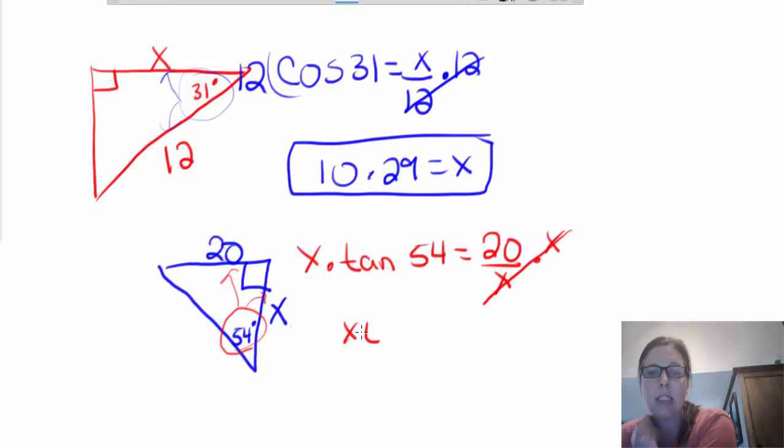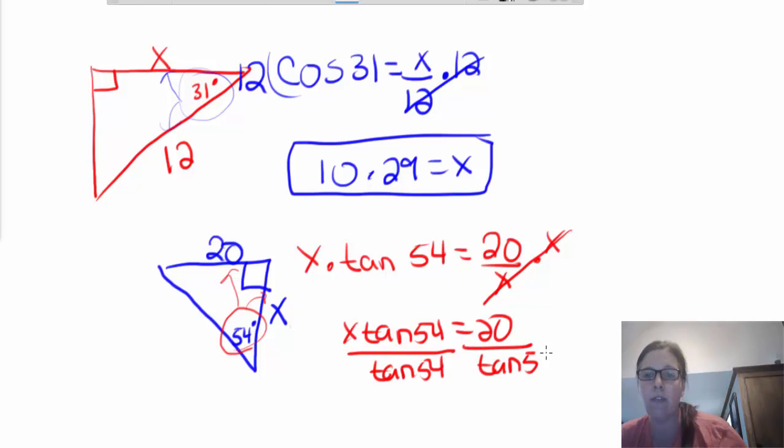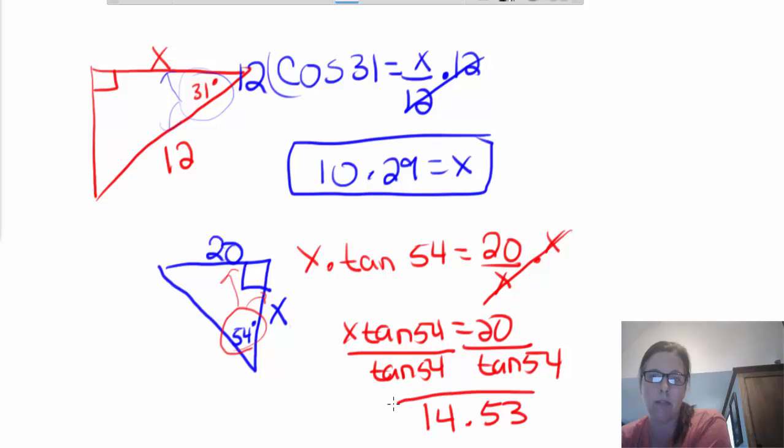So we have x tangent 54 equals 20. Divide by tangent of 54. I just made these up, so we'll see how they turn out. 20 divided by tangent 54 is 14.53, and whatever we're dealing with, feet or whatever, equals x.